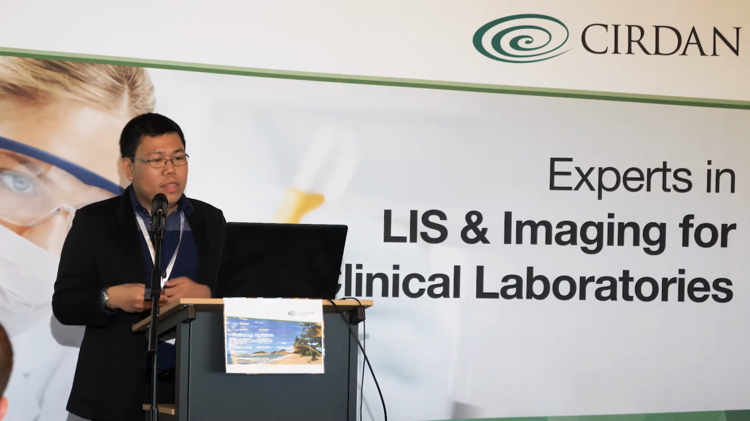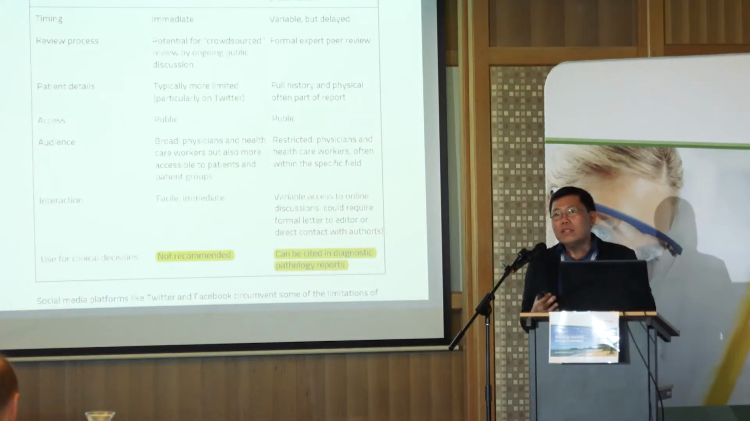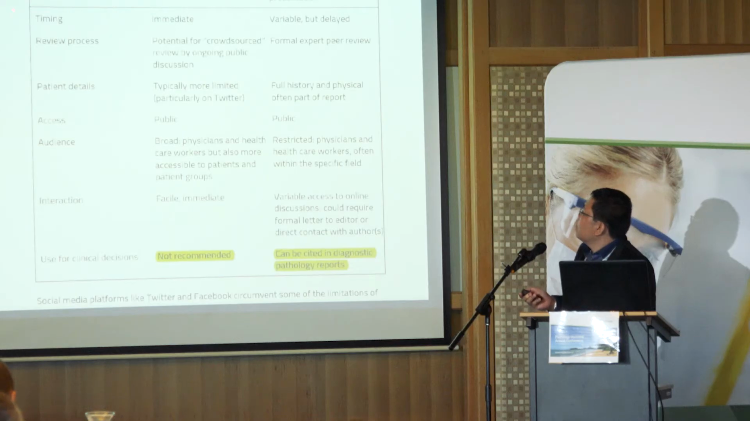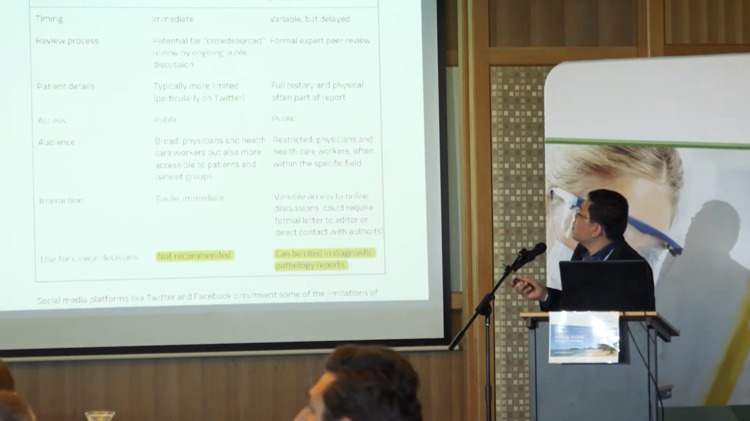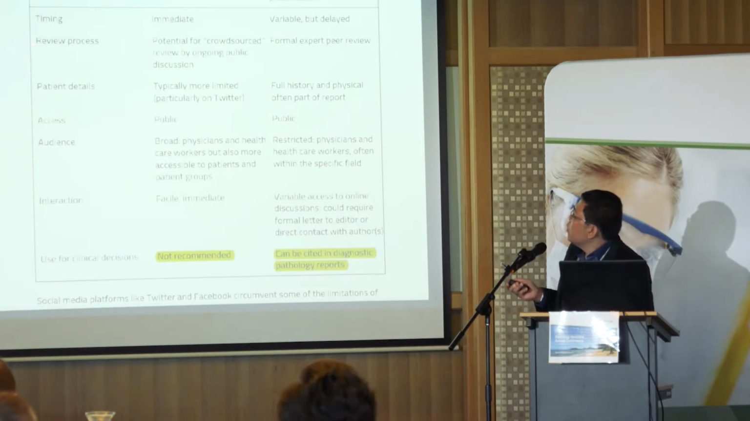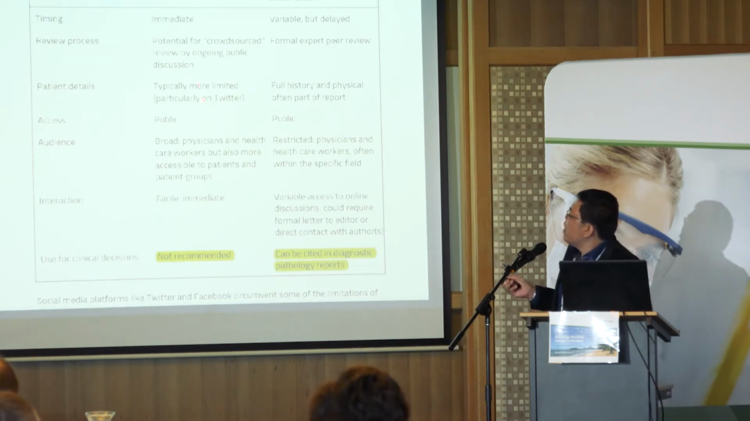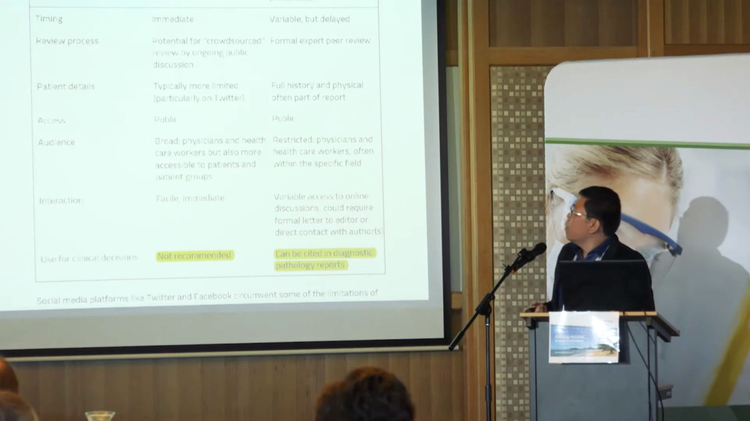Okay. So with this, as we know, with the utility of social media, there are still comparisons between what social media can do and what a journal-based article can do. As we can see here, with social media, the timing is immediate. In a journal, it can be variable depending on how long it takes to be published. The review process can be crowdsourced, while there's a formal expert review in journals. Patient details in social media are more limited, while in journal-based, it's more complete.